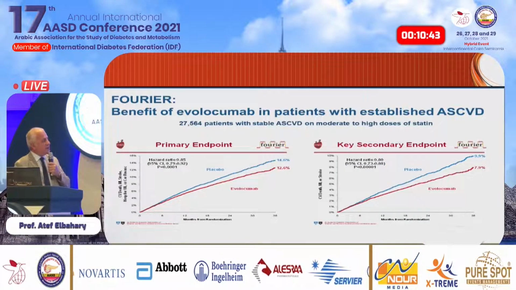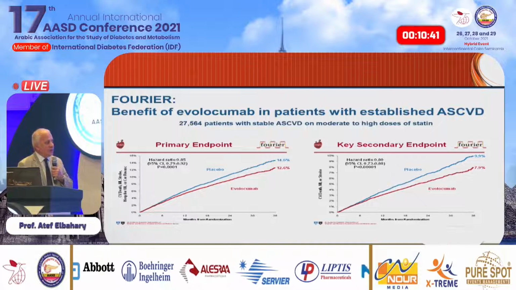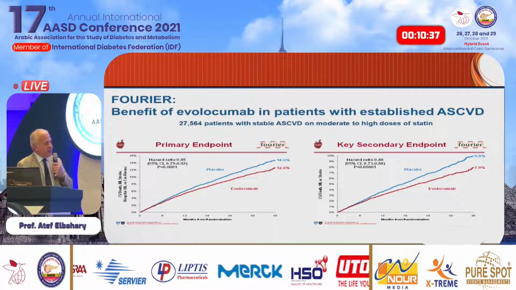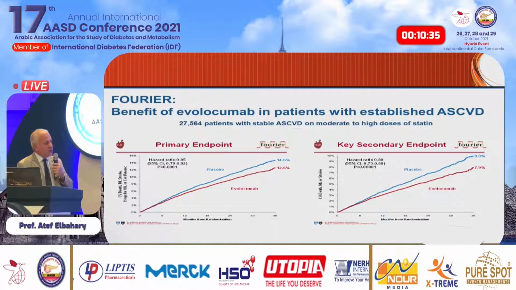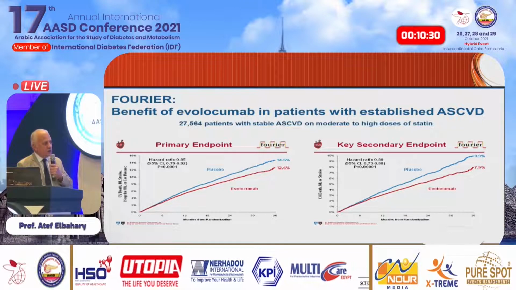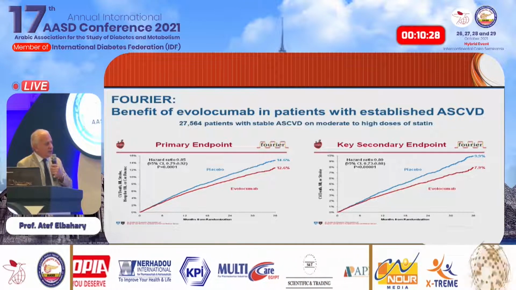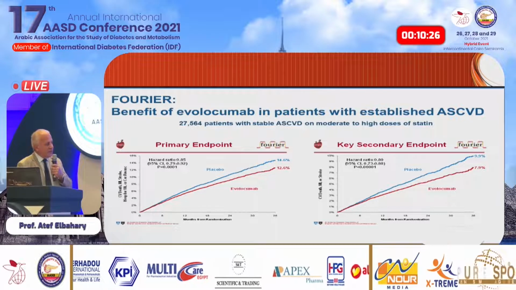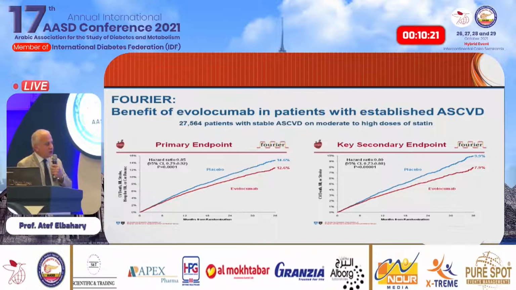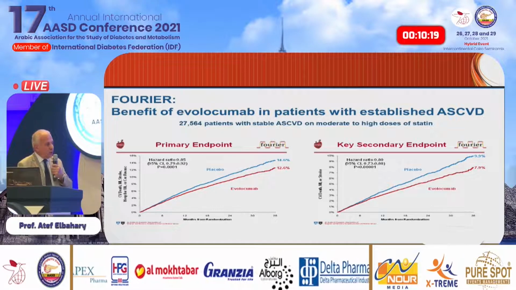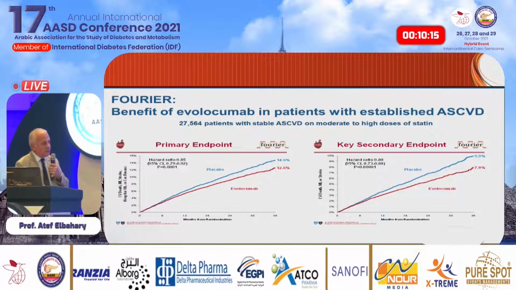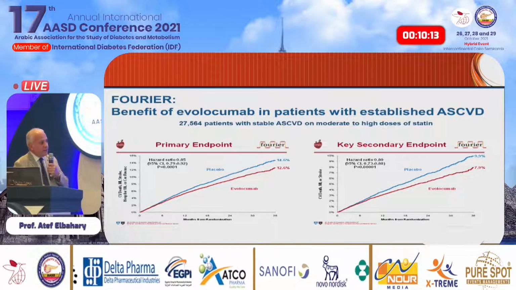The first one is for the benefit of evolocumab in patients with established atherosclerotic cardiovascular disease, 27,000 patients with stable atherosclerotic cardiovascular disease on moderate to high dose of statin. So the primary endpoint was met by about 15% reduction of all MACE, and in the key secondary endpoint, a 20% reduction.